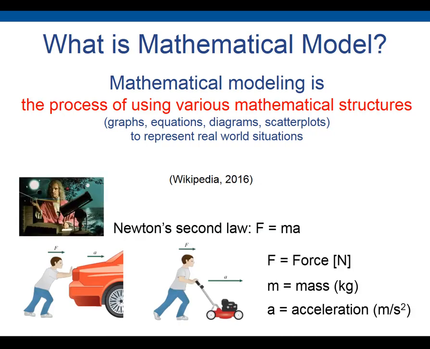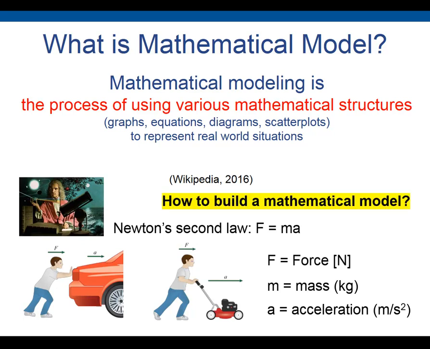Let's look at Newton's second law. So this is Newton. Newton's second law is force equals mass times acceleration. This is the equation, right? And this is a mathematical formula. The question is how to build this kind of mathematical formula. It says force is mass times acceleration. So how to build this kind of formula?